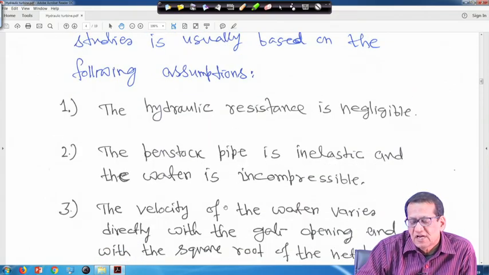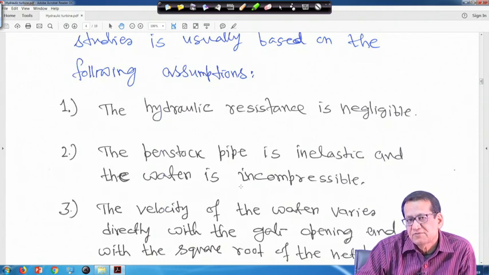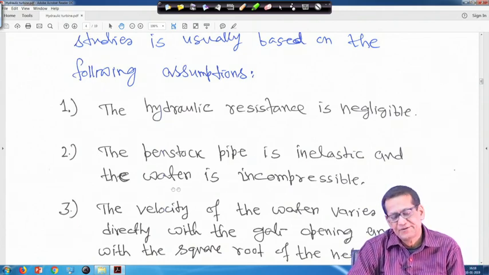Number one, the hydraulic resistance is negligible. Second, the penstock pipe is inelastic and the water is incompressible. So, this is another assumption.